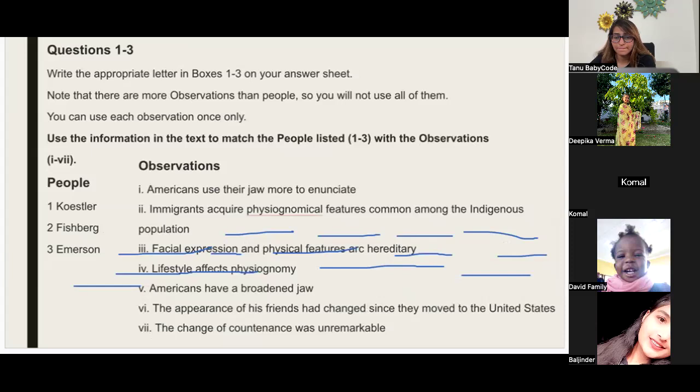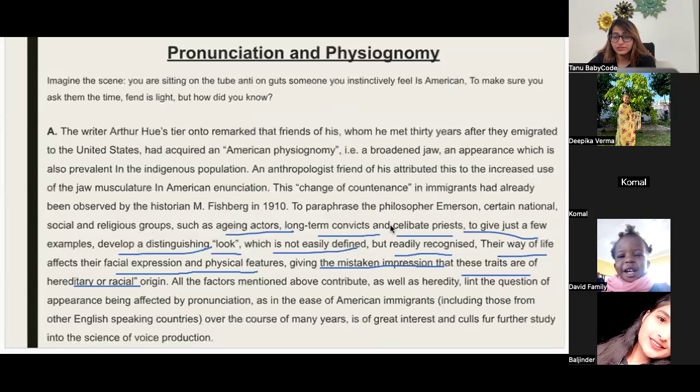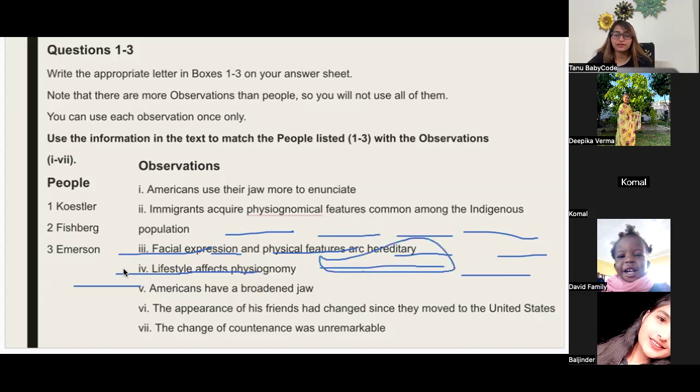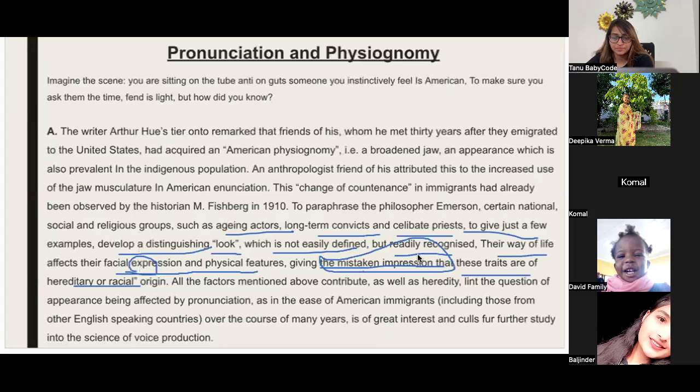Yes? Facial expression and physical features are hereditary. No, this is not. This is giving the impression. This is a mistaken impression. Emerson said this is a mistaken impression, giving the mistaken impression that these traits are hereditary. So he talks about lifestyle, how lifestyle affects physiognomy. See, he talks about how lifestyle affects physiognomy.